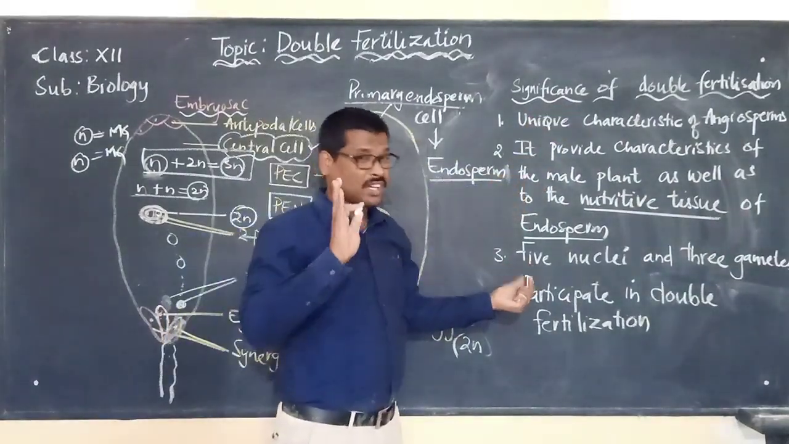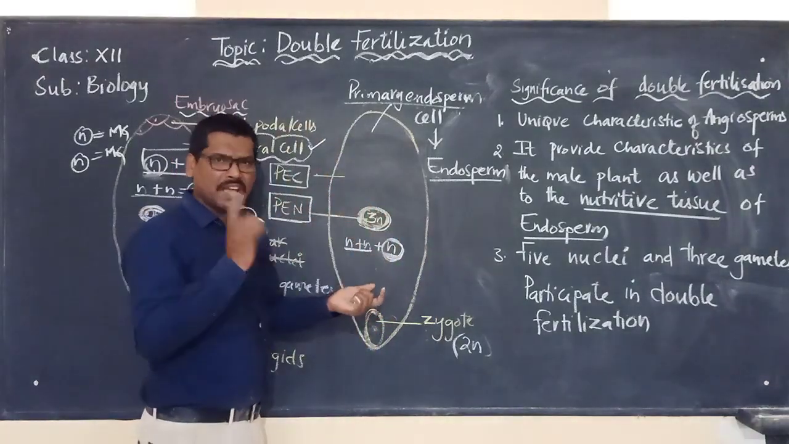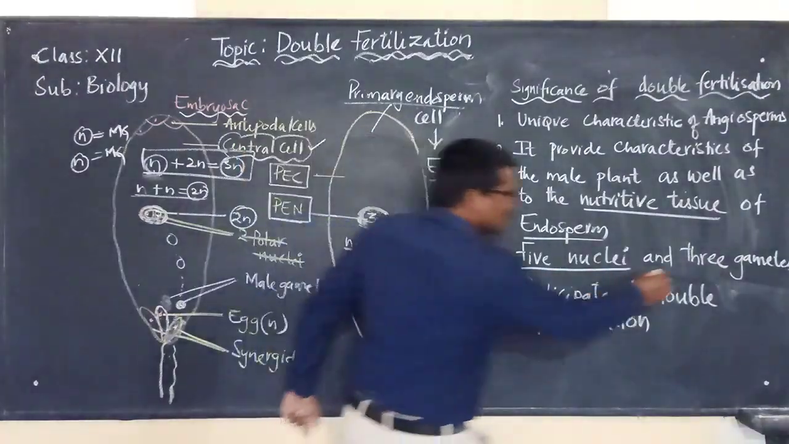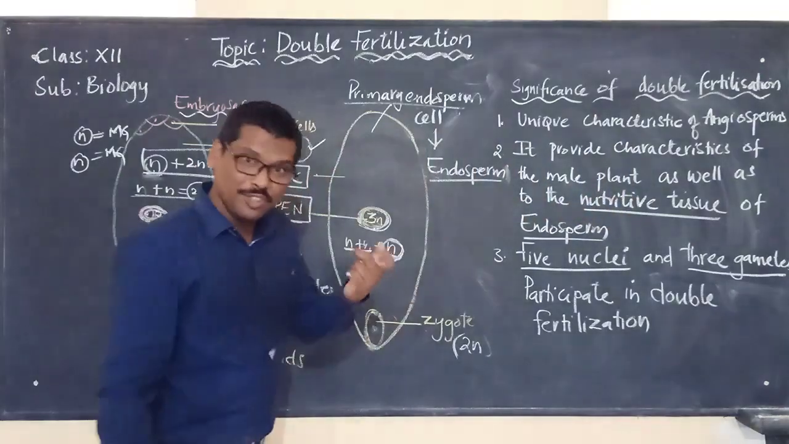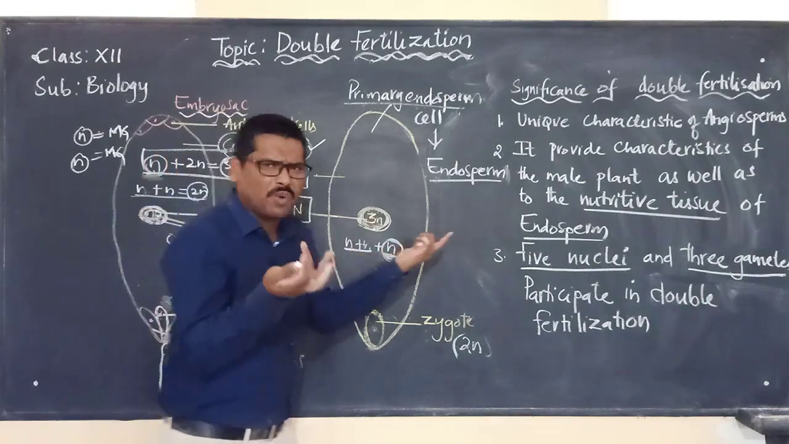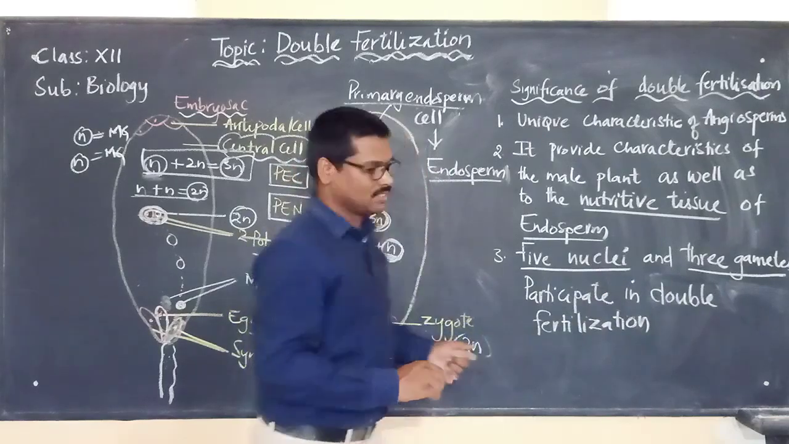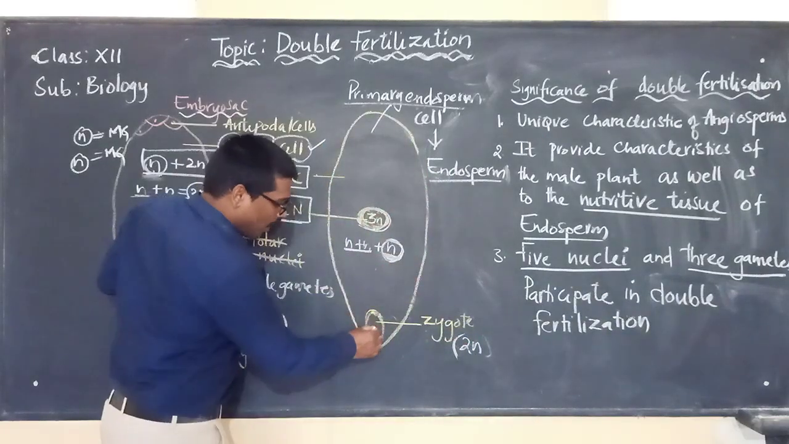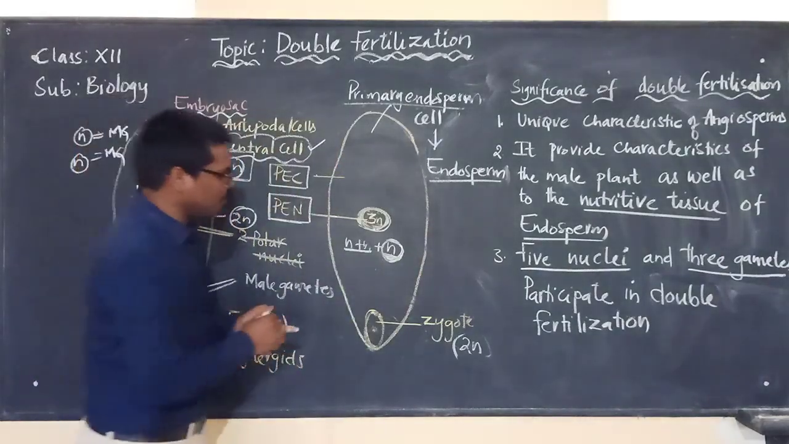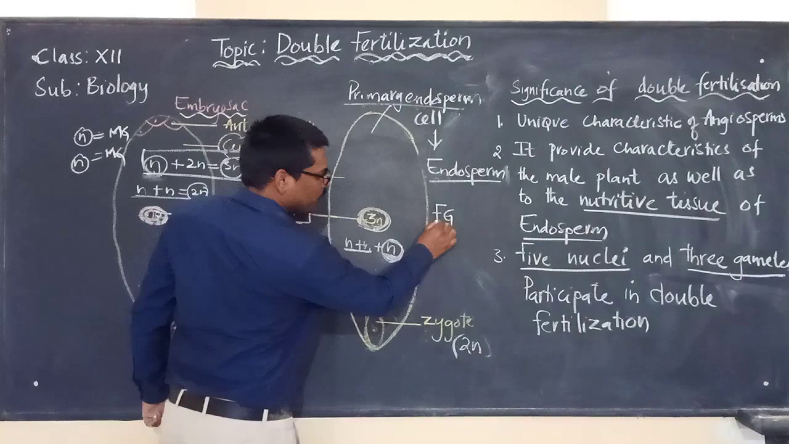Third one is, if you are clearly observing, how many nuclei are involved in this process. Very, very important. There are 5 nuclei and 3 gametes that are involved. See here, what are those 5 nuclei and 3 gametes that are participating in the double fertilization? It is like this. 5 nuclei means what? 1 nucleus of the female gamete, that is the egg. Okay, 1 nucleus of the female gamete.